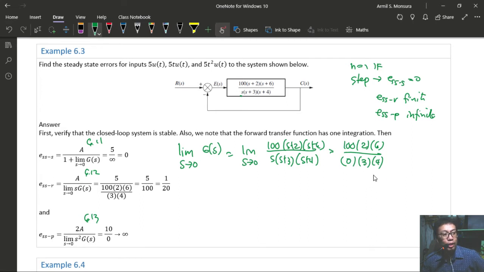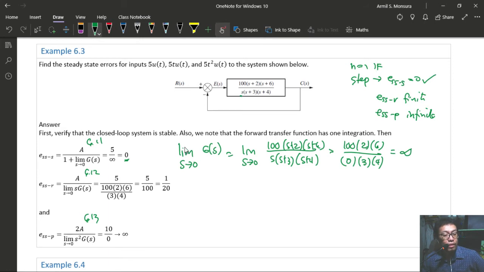Since ang denominator nito is 0, okay, so clearly, itong ratio nyo na to actually becomes an infinite number. It becomes very large. So what would happen is kapag sinubstitute natin siya ngayon dun sa inyong 6.11, okay, that becomes 5 over 1 plus an infinite number, which is still an infinite number. So yung 5 over a very large number is 0. So that is why magkakaroon ka talaga ng 0 error para sa step input.